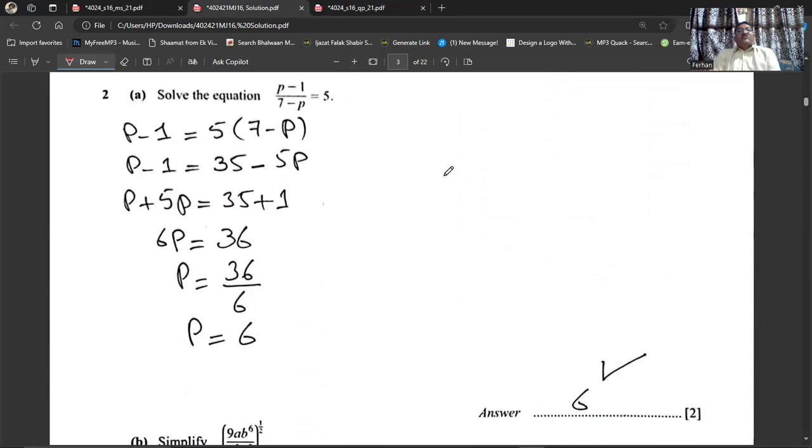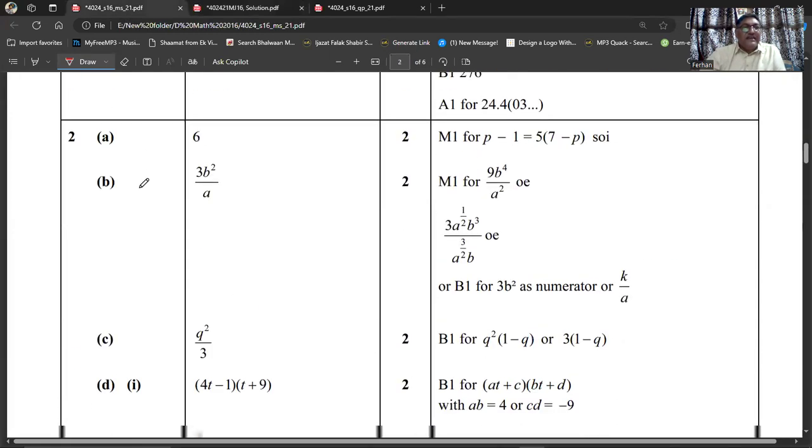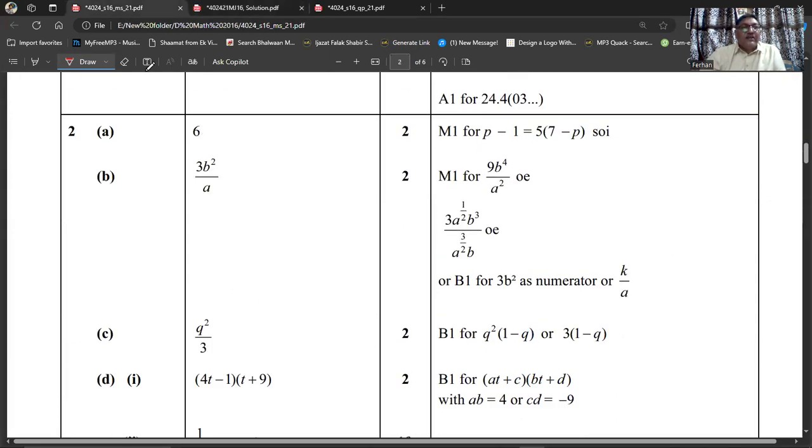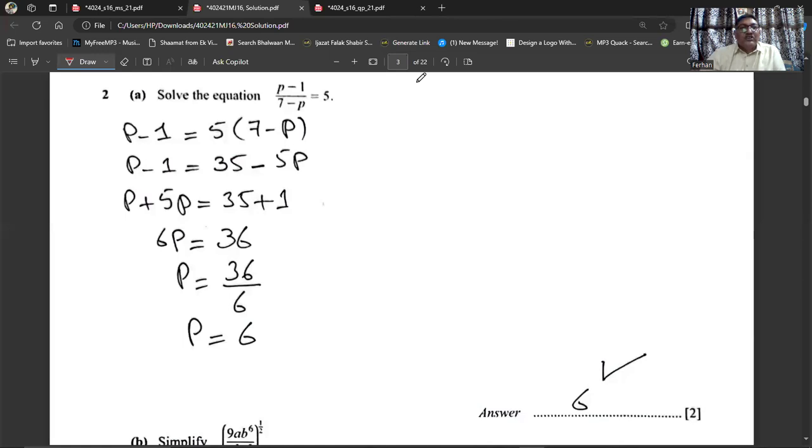So p minus 1 will be equals to 5, bracket start, 7 minus p. We are cross multiplying. So p minus 1 will be equals to 35 minus 5p. So p plus 5p will be equals to 35 plus 1. So 6p will be equals to 36. So p will be equals to 36 by 6, and p will be equals to 6. So the value of the p is 6. So our answer is right. So this is the solution.